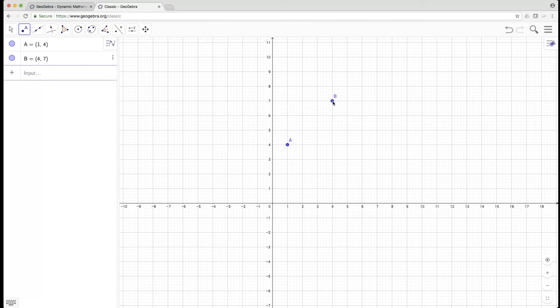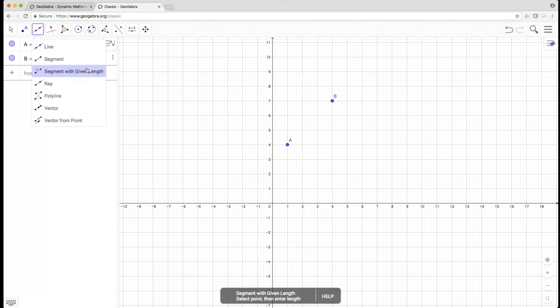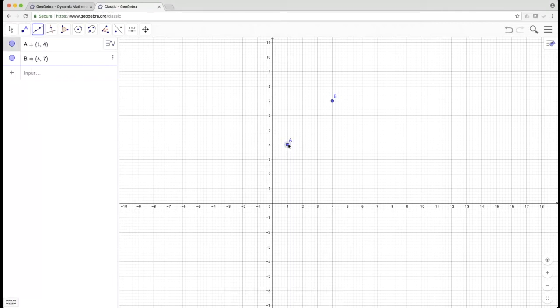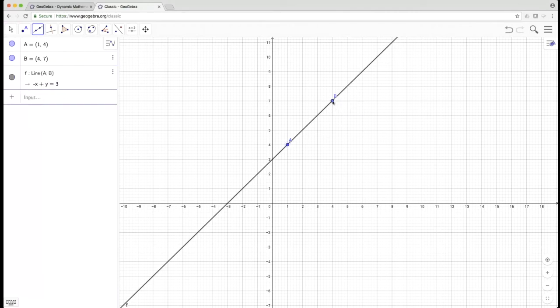Feel free to follow along as we go through here, or you can pause the video so that you can do the same exercises that I'm doing here. So those are the points A and B. A is at 1, 4, and B is at 4, 7. Now to create a line that goes through those two, I'm going to click on this menu and get the line tool. Then all I'm going to do is click on A, and then click on B, and it graphs me a nice line.